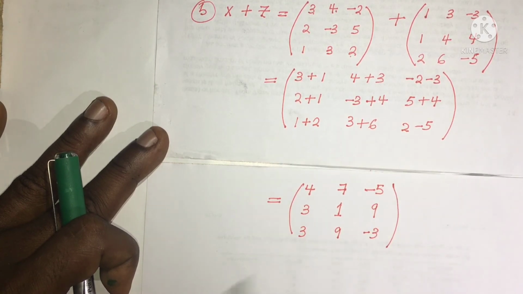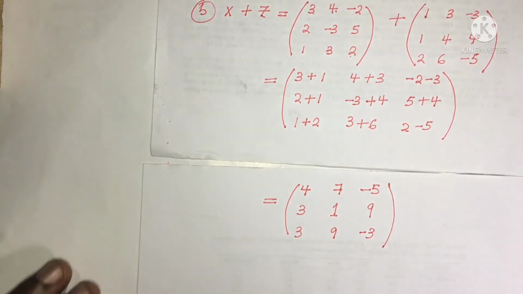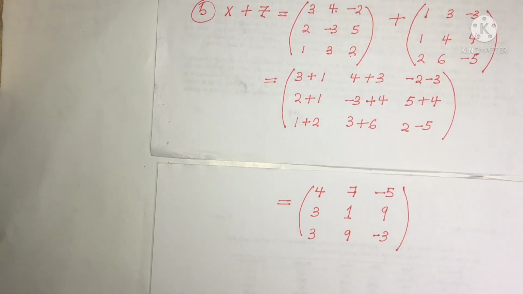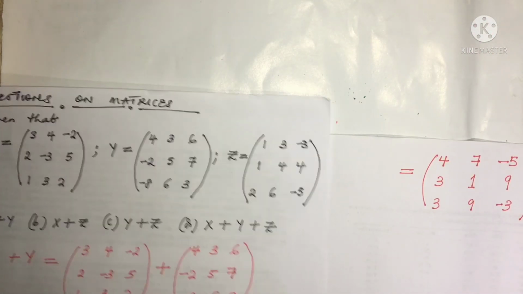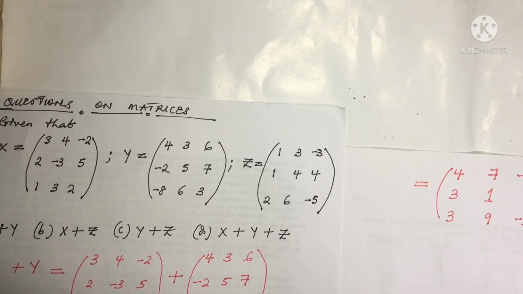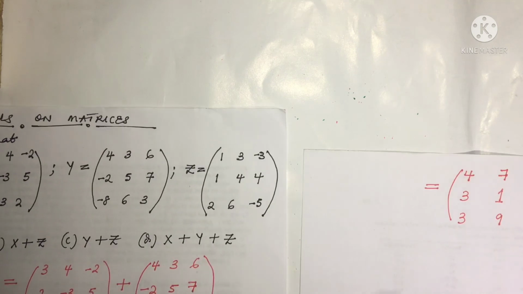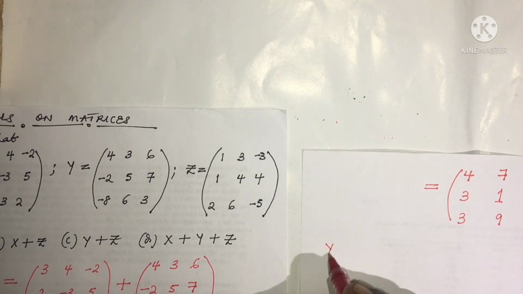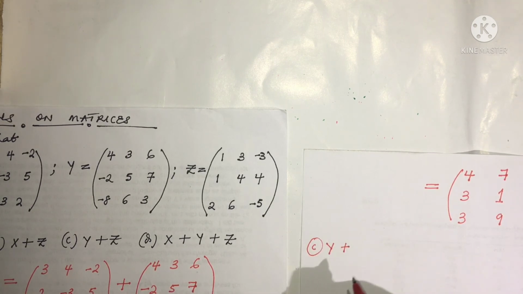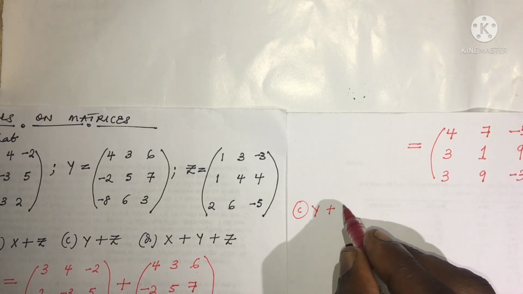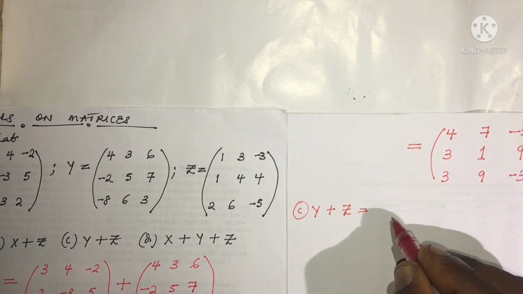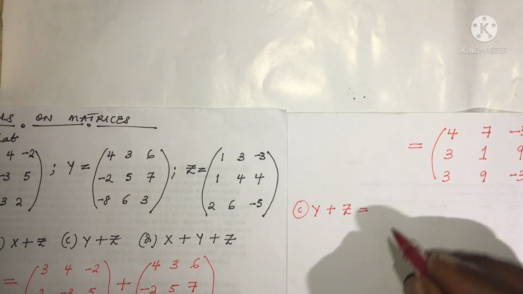So that solves that problem. So let's move to the third problem now. The third problem is actually obtaining Y plus Z. So let's see, for Y plus Z being the third problem, what do we want? We are going to write the matrix Y.